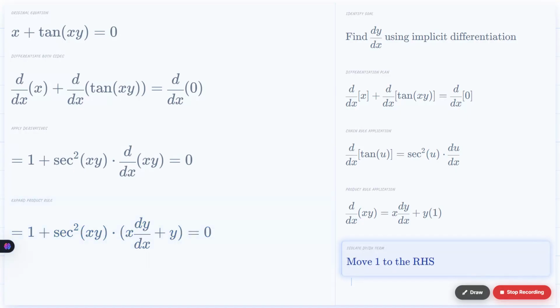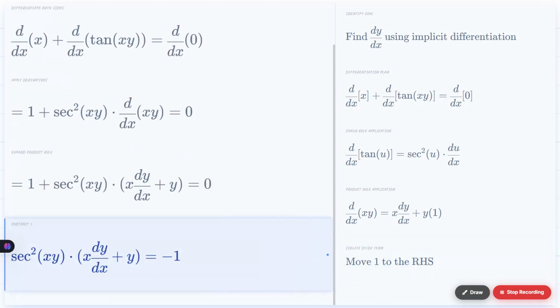We plan to move the 1 to the other side. We do this to get the term with dy divided by dx closer to being alone. We will move it to the right-hand side. We take away 1 from both sides. We do this to move the 1 to the right side. When we take away the same number from both sides, the equation stays balanced.